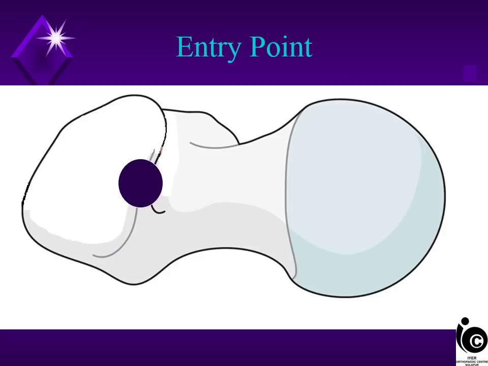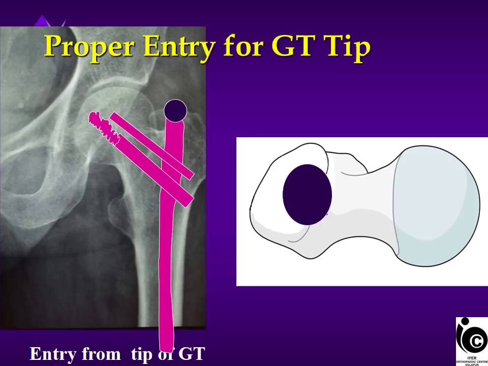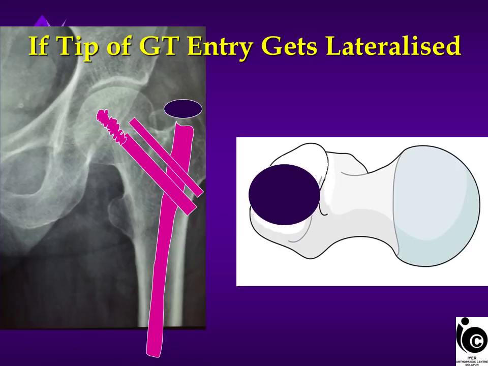This is the schematic depiction. The entry made from the tip of the trochanter, while reaming, gets lateralized, further getting lateralized. It is a proper position. The entry gets lateralized. The position of the screw also changes accordingly.